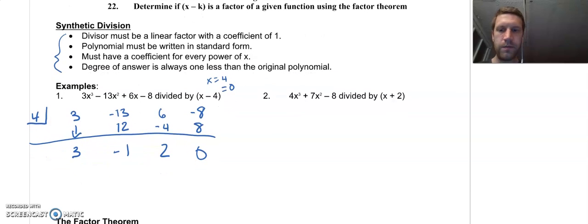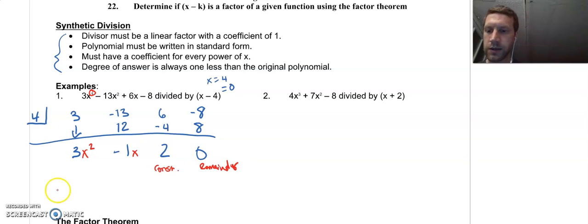So we said that the result is going to be 1 degree less than what we started with. So this 3 becomes my coefficient for x squared, right? I started with x cubed. Now I have x squared. Now I have x. 2 is my constant. There's no x attached to that. And then this last one is your remainder.